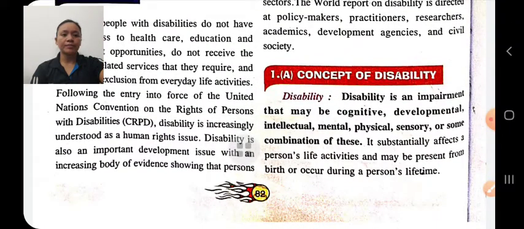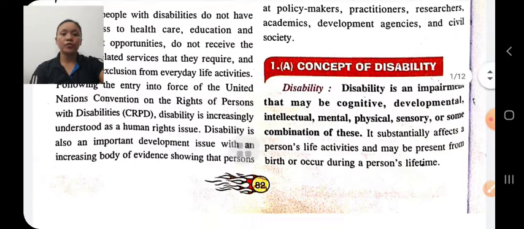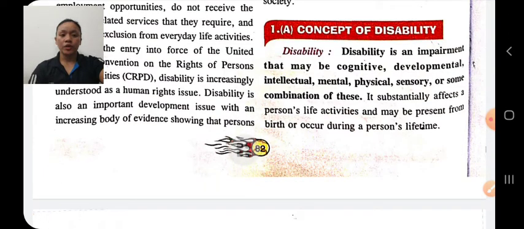Disability is an impairment that may be cognitive, developmental, intellectual, mental, physical, sensory, or some combination of these. It is mainly related to the body part. It is a medical condition that does not allow an individual to do an activity or a movement in a normal way as other people do. It is a disadvantage that affects your day-to-day activity and it can't be cured. For example, leg disability. If your leg is cut, then you face difficulty in walking.